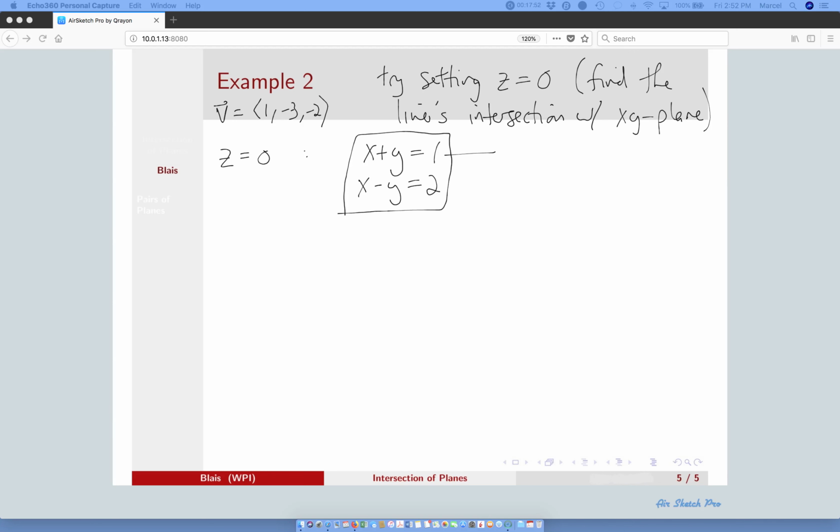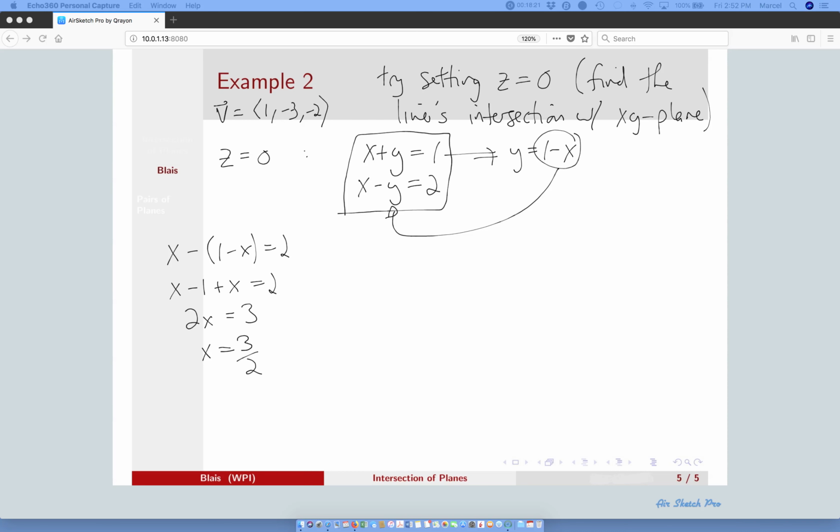So this first equation would tell us that y equals 1 minus x. We can then plug this in for y to the second equation. So we get x minus quantity 1 minus x equals 2, or x minus 1 plus x equals 2, or 2x equals 3, x equals 3 halves. Since y is 1 minus x, y is 1 minus 3 halves, or minus 1 half.